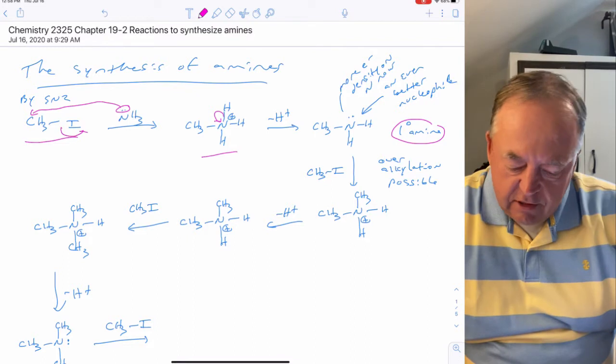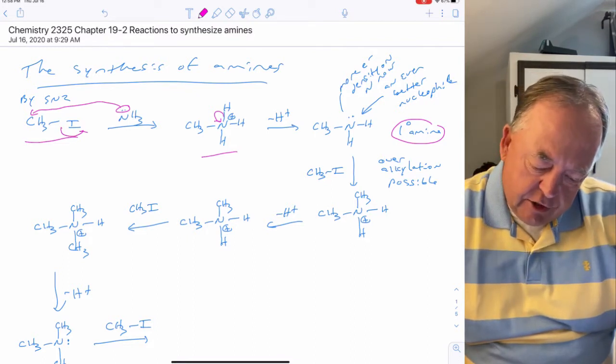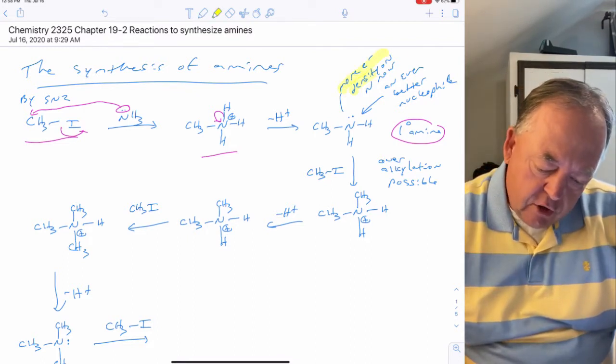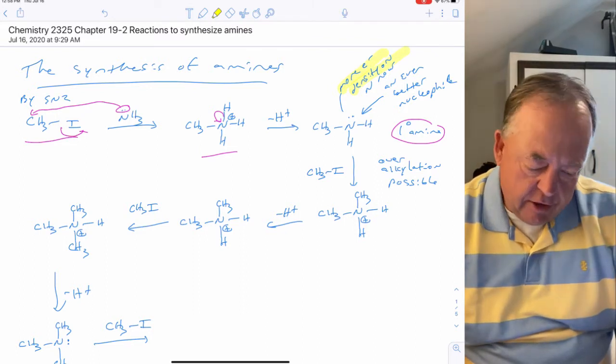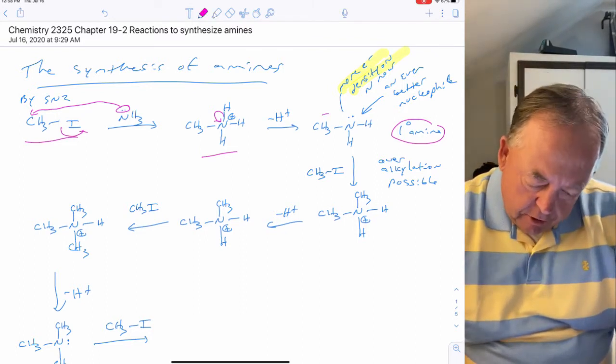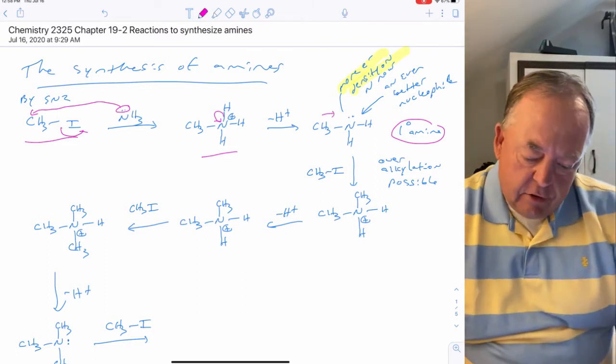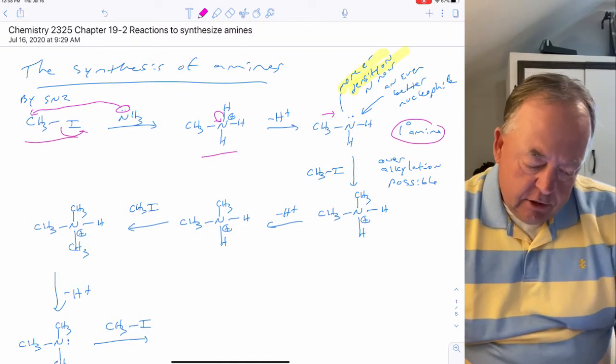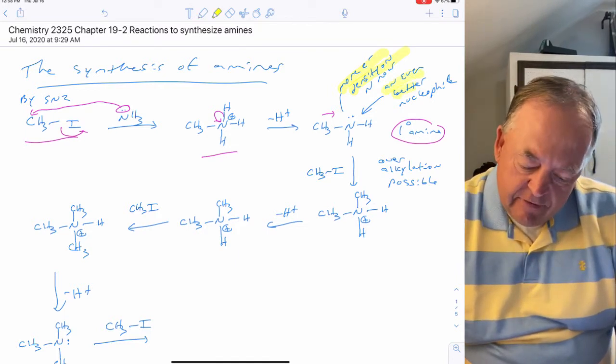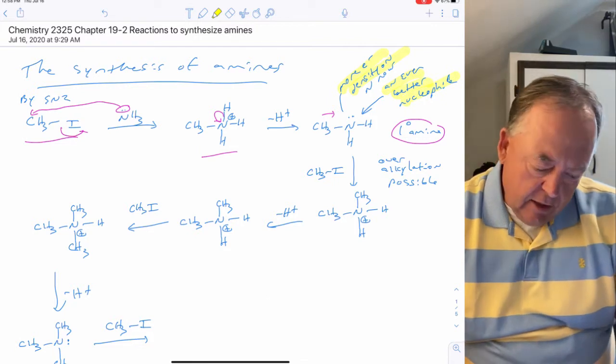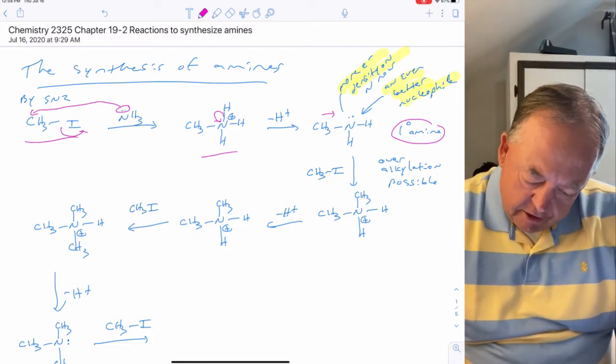But the problem with the synthesis is that now this nitrogen has even more electron density on nitrogen because alkyl groups are electron donating, right? So that increases the electron density on nitrogen. So that means this nitrogen is an even better nucleophile. So as soon as you make it, then it could react again.